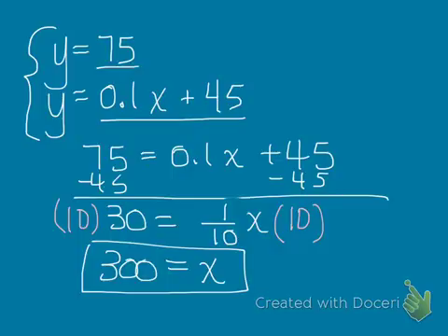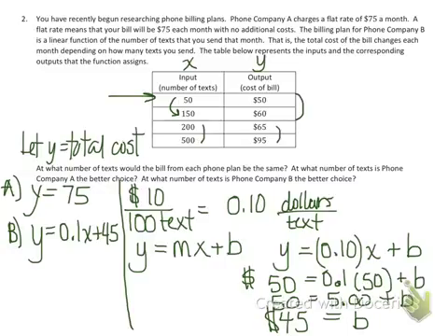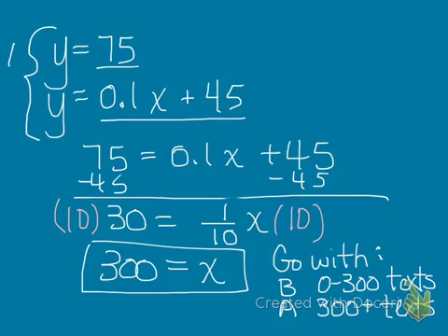So the answer then would be, if I had more room, I'd use more words, but basically, go with company B for 0 to 300 texts, and go with company A for 300 or more texts. Remember, company A is right there, company B is this one. So for fewer texts, go with the one that has the per-text charge, and for lots of texts, go with the other one. So that was similar to the problem you had at the end of Module 4 with a little bit of a twist. Okay, so let's look at another one now.